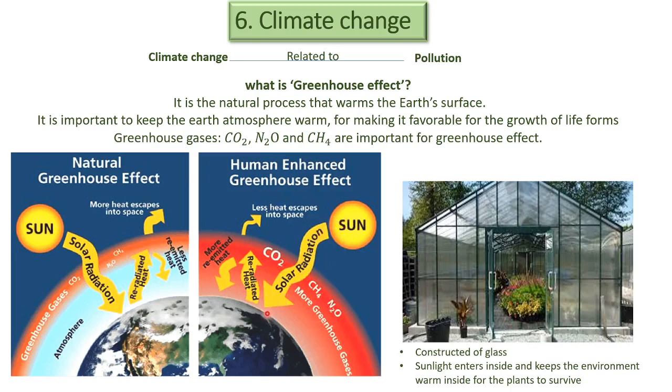The sun's rays fall over the earth's crust, but there are so many greenhouse gases that more of the heat is trapped inside and less heat escapes into space. Since more heat is trapped, the earth's atmosphere is becoming hotter and hotter. More heat energy is trapped on the earth because, due to pollution, the gases have increased in quantity. This is called the human enhanced greenhouse effect.